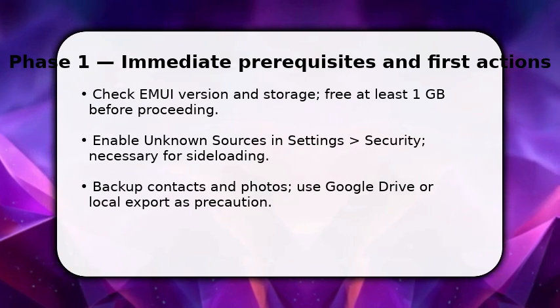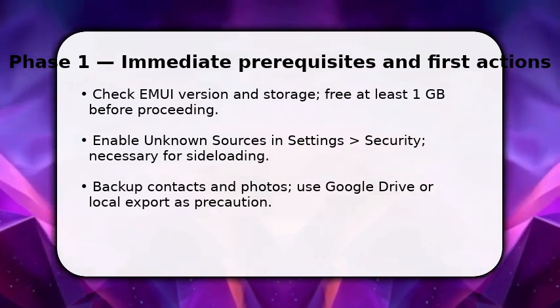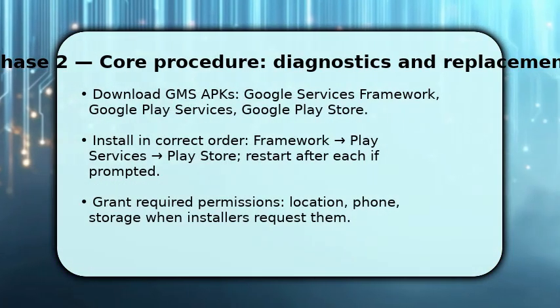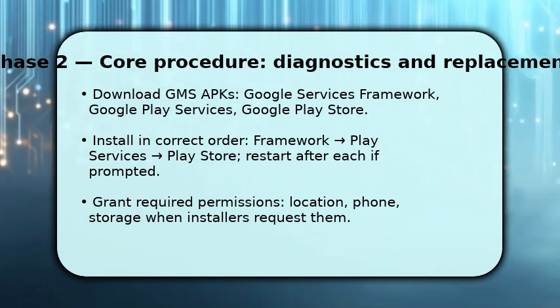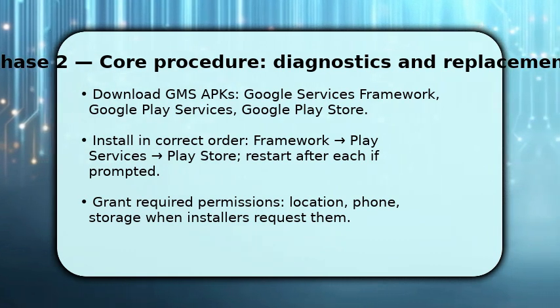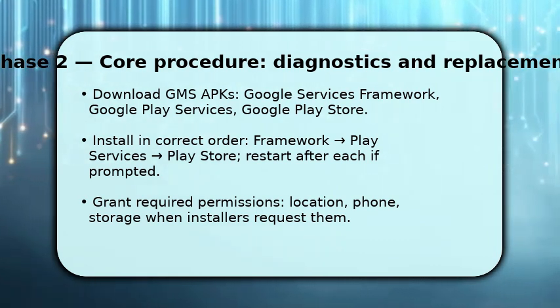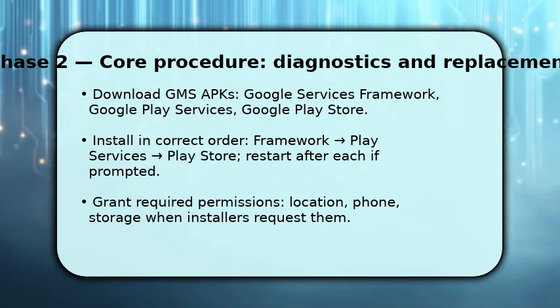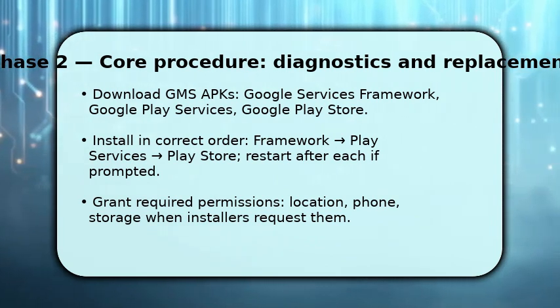You'll install the core Google Mobile Services APKs in sequence so dependencies register correctly. First, sideload Google Services Framework because Play Services checks it, then install Google Play Services itself, followed by the Play Store. During each install, grant requested permissions, denying them breaks startup.